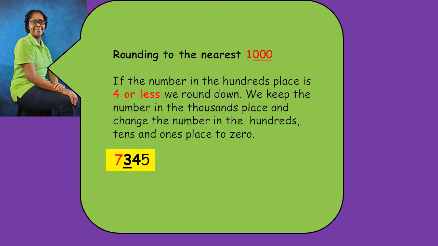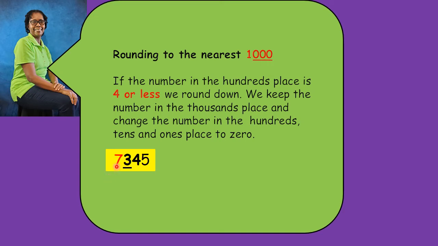So now we are going to look at rounding to the nearest 1,000. And the rules remain the same. It's just the place that is changing. So the first thing we are going to do is look for that place. So we are going to identify our thousands place. So let's identify our thousands place.